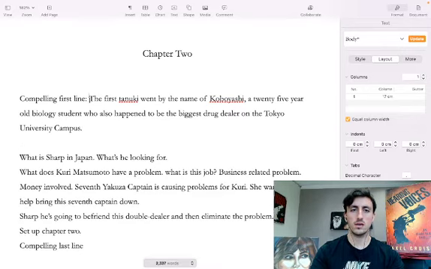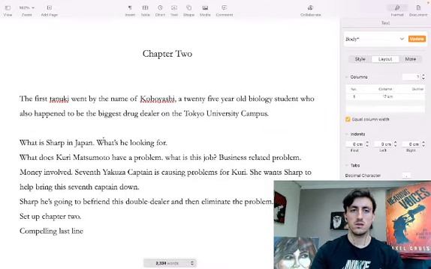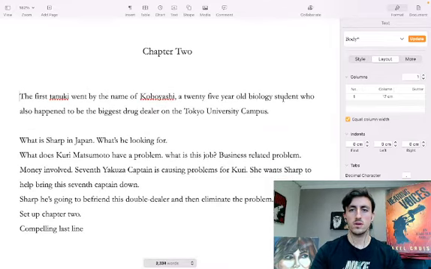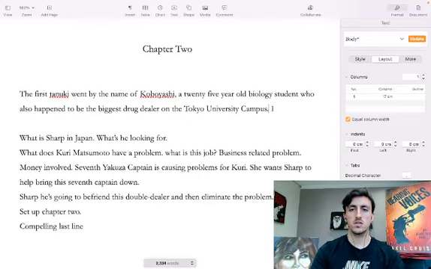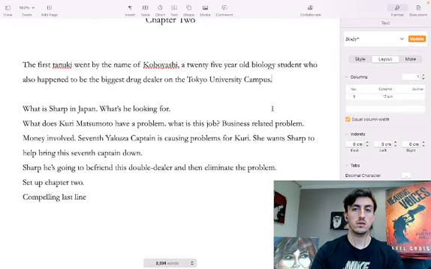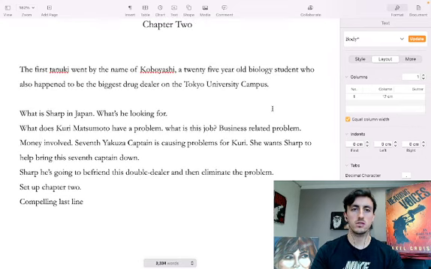What's that line doing? The first tanuki went by the name of Kobayashi, a 25-year-old biology student who also happened to be the biggest drug dealer on the Tokyo University campus. Okay, so the Yakuza are into drugs, obviously, and maybe this guy is sort of rivaling that. He's becoming a problem for them. So he might be an access point into the seventh captain's, what's the word, business.